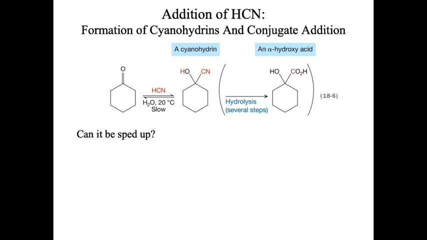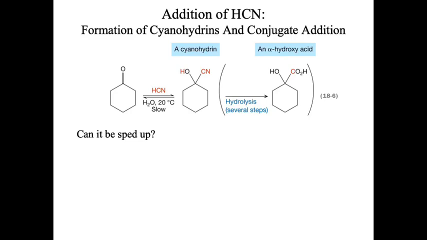Really, it's the cyanide attacking the carbonyl. Could we speed it up? How? Could add heat. Add an acid. Add a base. If you add an acid, what does the acid do? Protonate the oxygen, making the electrophilic carbon more electrophilic, more susceptible to attack.